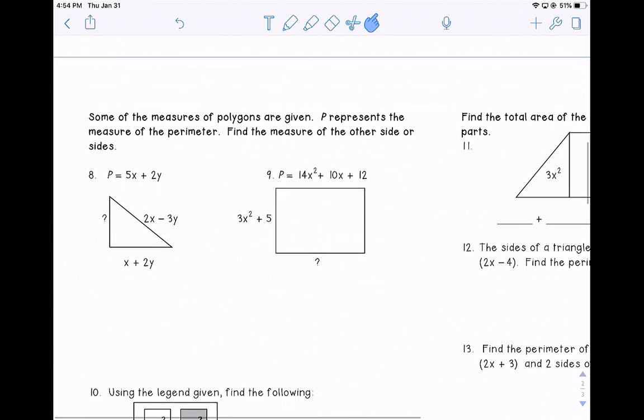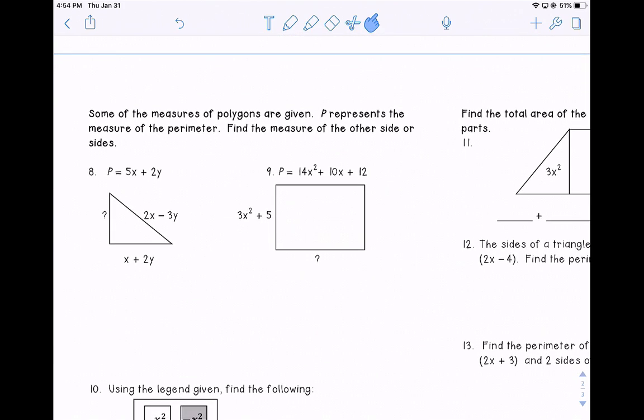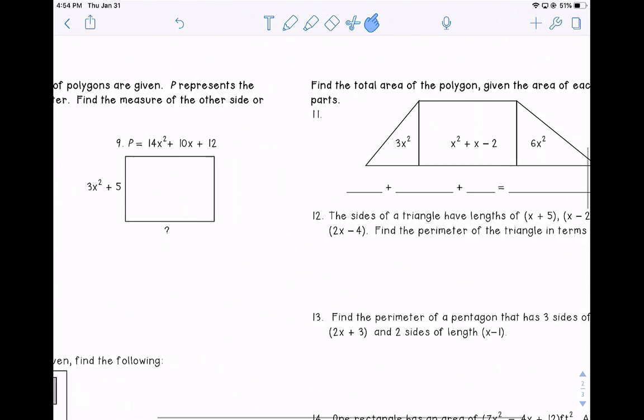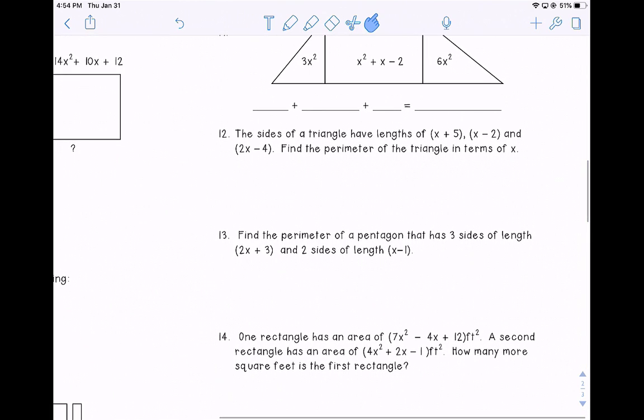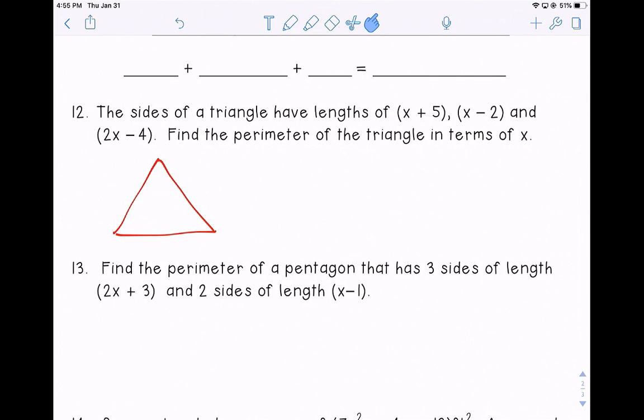There are some word problems here that you definitely could take a look at. I'm going to do a couple of these over here just to make sure we understand how we could apply this addition and subtraction. So number 12, we have a triangle. It doesn't tell us what kind of triangle, so we can just really draw any kind of triangle that we'd like. It tells us that we have lengths of x plus 5, x minus 2, and 2x minus 4.